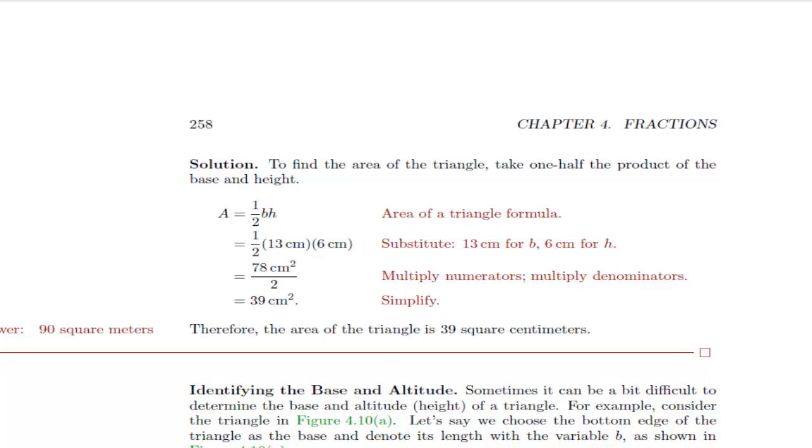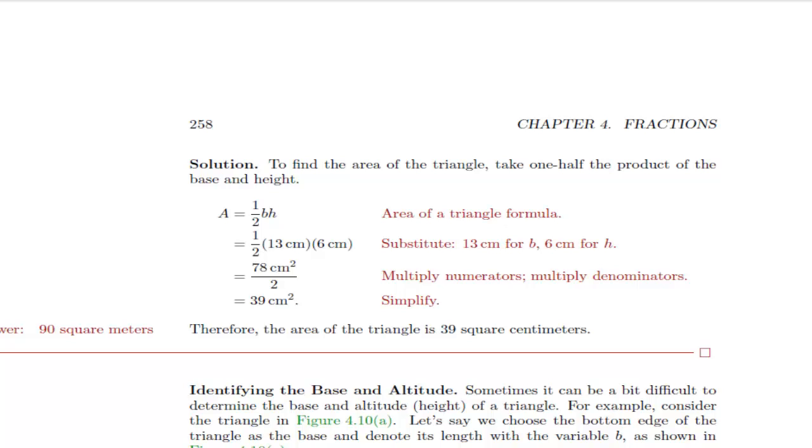So 1/2 times 13 times 6 is equivalent to 13 times 6, which is 78, over 2. Then 78 divided by 2 is 39. And centimeter times centimeter is centimeter squared. Therefore, the area of the triangle is 39 square centimeters.